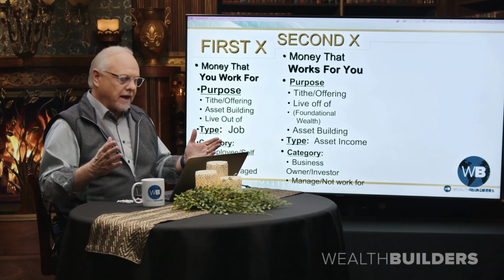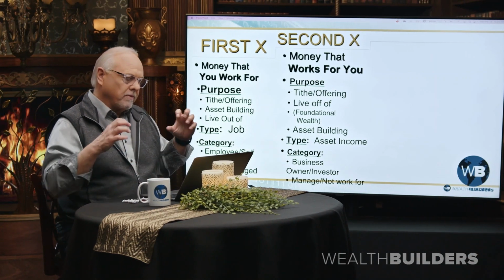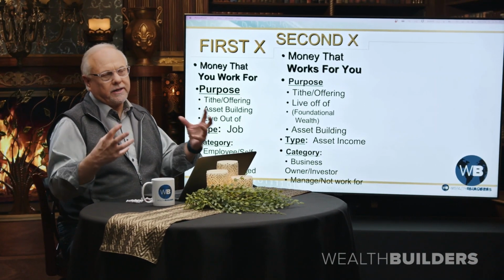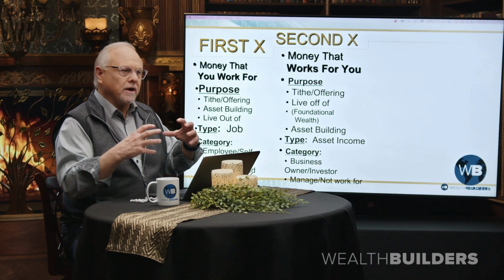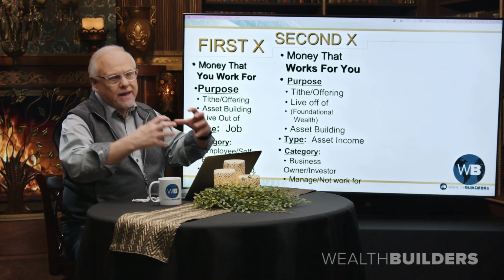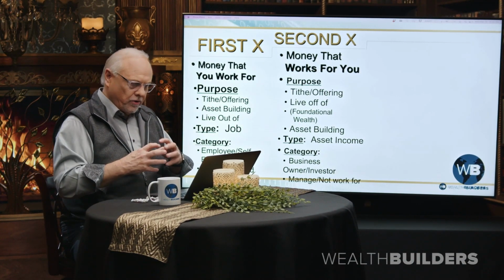It will help you understand it. So just stay with us as we go through this, because we'll help you process and understand what kind of assets you want to have in order to be paid at the second X level. And then the category we call that is you're a business owner or you're an investor, and in this case, this is income that you manage, or really you're managing the assets that are paying you. So remember, you're moving from money that you work for to money that works for you.